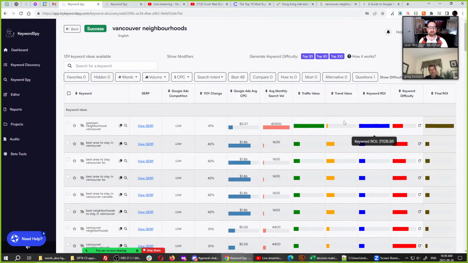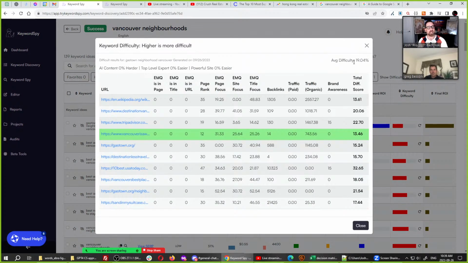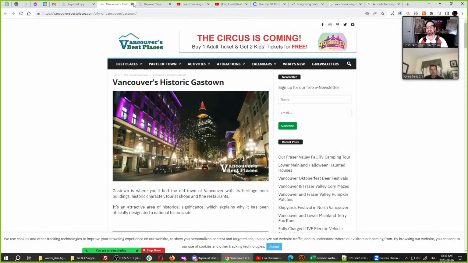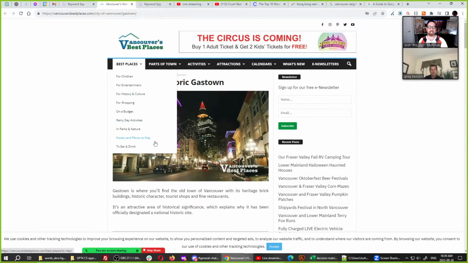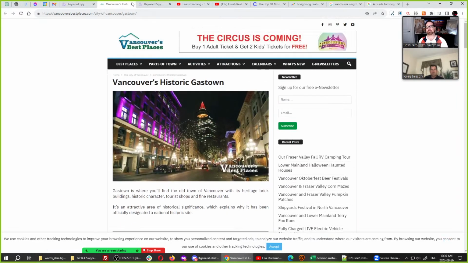So look at the keyword ROI. But also look, interestingly, at the keyword difficulty. The keyword difficulty is only 19%. That's very, very low. And what do we got? We got gastown.org. We got Wikipedia. We got a few 10 best lists. We got a few other ones that are going through this exact topic, Vancouver's best places to live. This is somebody who's doing exactly the idea I'm telling you to do, right?